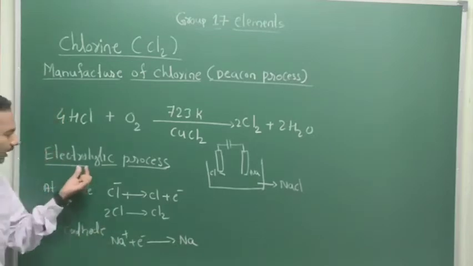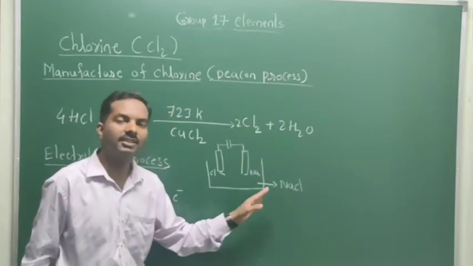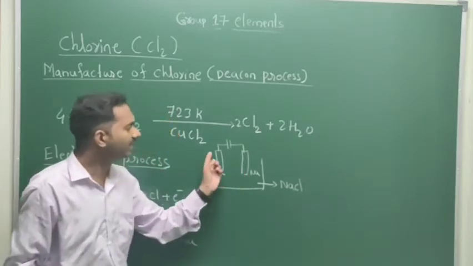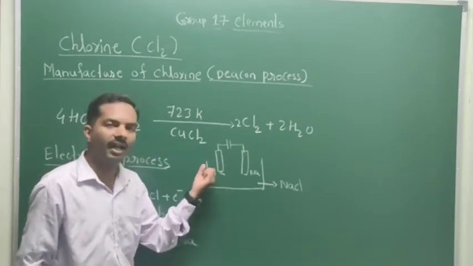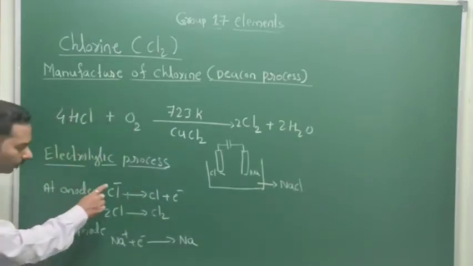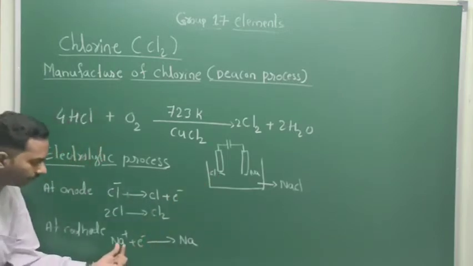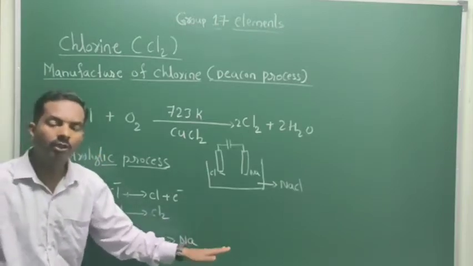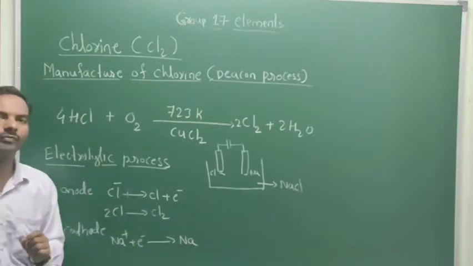So electrolytic process: consider a beaker containing brine solution. Brine solution means saturated solution of NaCl. Two electrodes are immersed in it and electrical current is passed. Chlorine is liberated at anode and sodium is liberated at cathode, and this sodium reacts with water to form sodium hydroxide. So this is about the manufacture of chlorine.